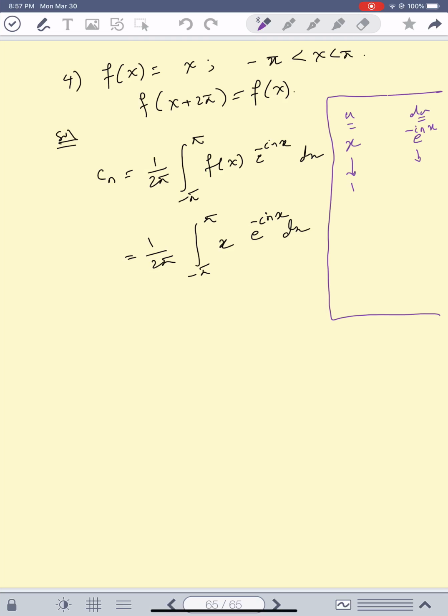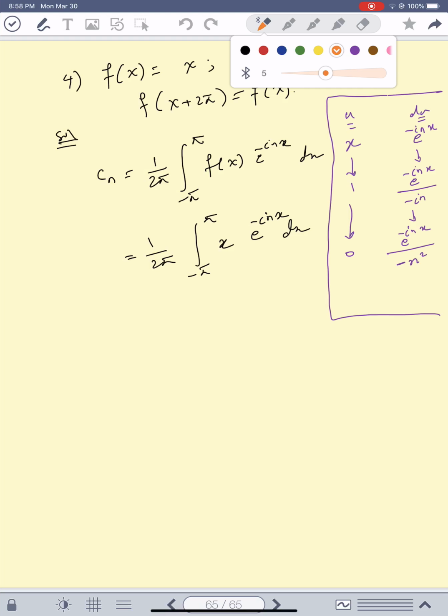Differentiate. Now when you integrate the e, it's the same, but you divide it by the coefficient of x. Then differentiate again, integrate again. When you divide again by negative, the negative gets cancelled, but the i becomes i squared, which is negative, and the n becomes n squared. Then you multiply diagonal and diagonal, right? So plus, minus, plus integral. So now what's this integral?